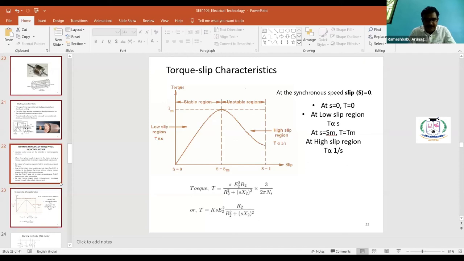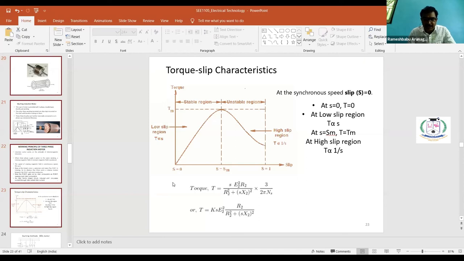So this is the first reason I want to say here: torque is 0 when s is 0. At torque equal to 0, s is equal to 0, and n is equal to ns. Rotor speed is equal to synchronous speed. It rotates at synchronous speed when s is equal to 0 in this case. And then I am increasing the slip value slowly.